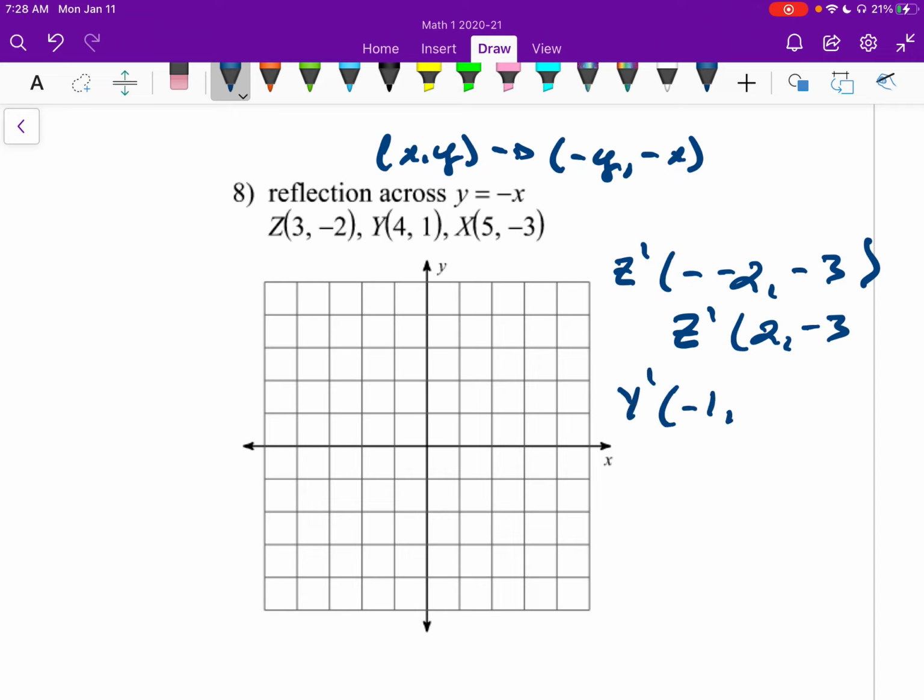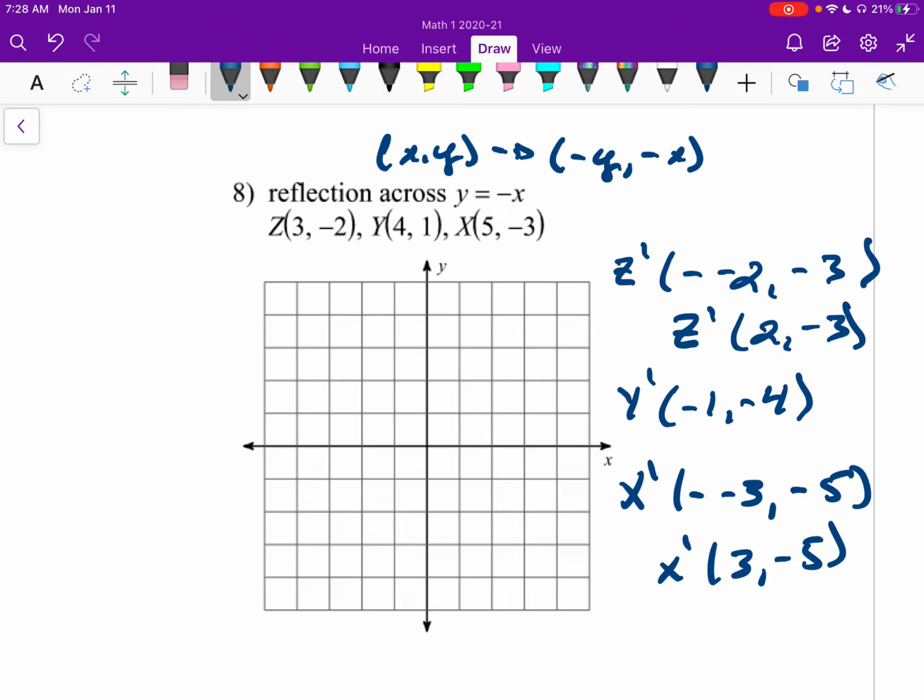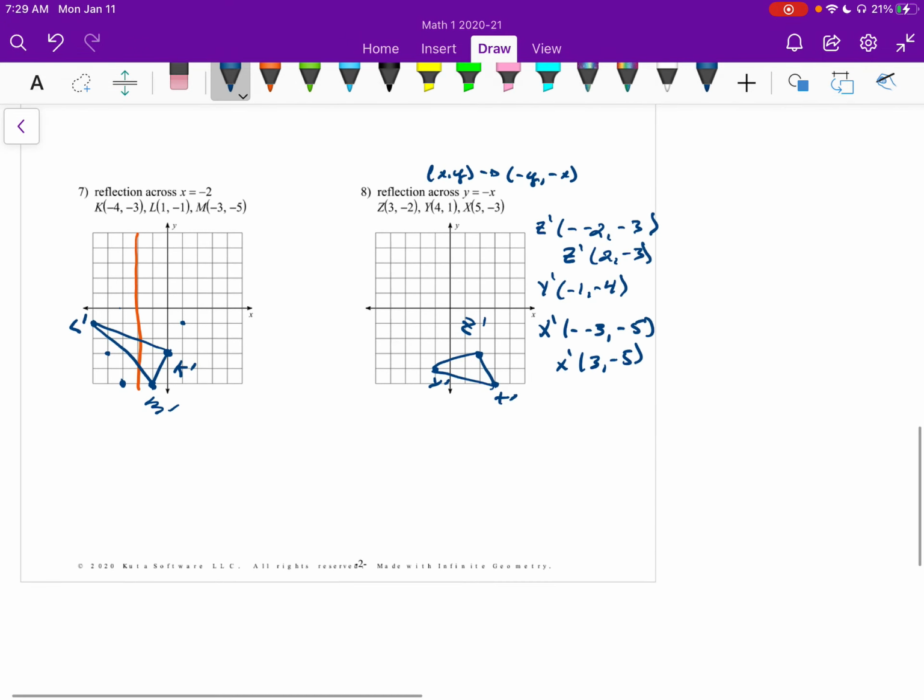Y prime will be negative 1, negative 4. That one's nice because I don't have to do anything special. And X prime will be negative, negative 3, negative 5. So X prime will be 3, negative 5. All right, I can graph those. 2, negative 3 will be down there. Y will be right there, Y prime. And X will be at 3, negative 5, which should be down there. I'm going to change where my Z is written. There we go. All right, that's that section.